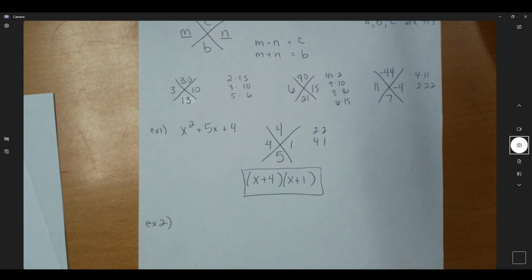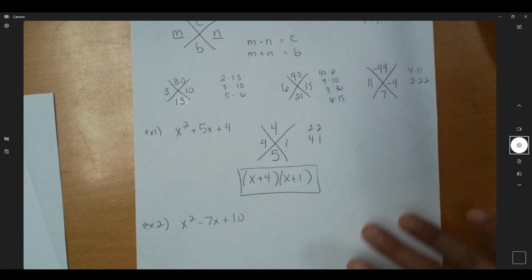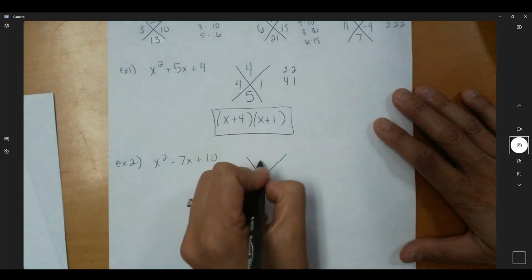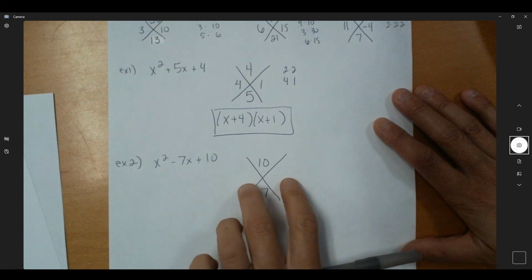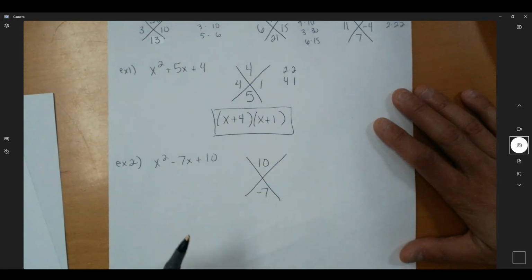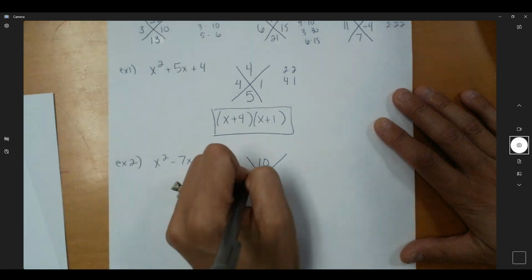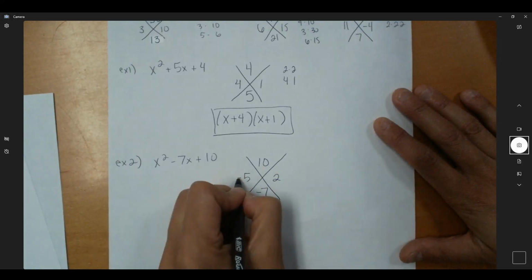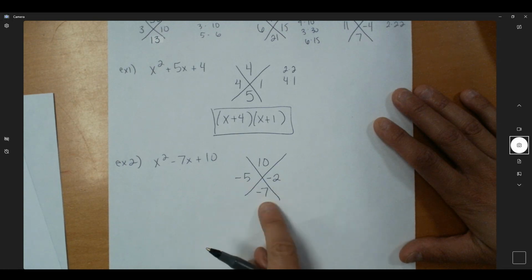Let's do, okay, so we set up our X first. So again, our C value goes on the top, so 10, and our B value goes on the bottom, negative 7. So what multiplies to be 10 and adds to be negative 7? So you only, again, have two choices, 10 times 1, which isn't going to work, and 5 times 2. So if we use 5 times 2, we need this to be negative, but we need that to be positive. So if you make both of them negative, a negative times a negative is a positive. So that works there. And then negatives add together to be negative 7.